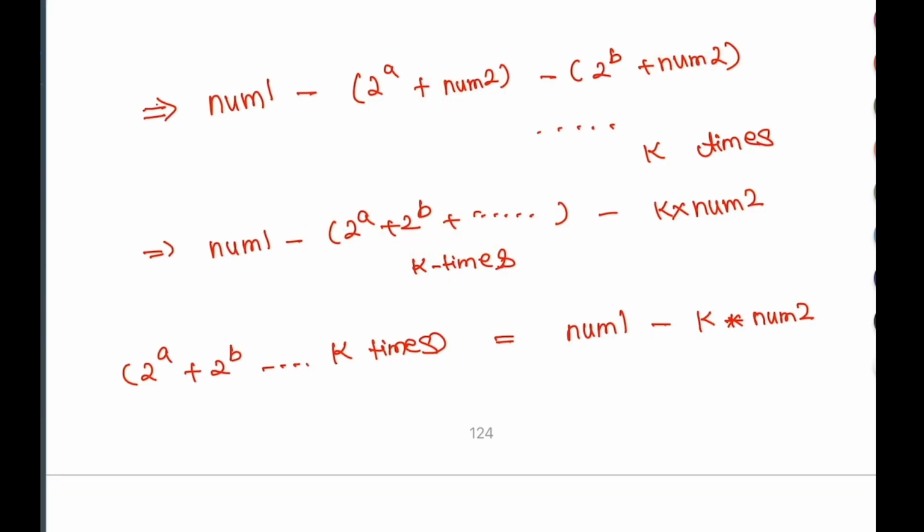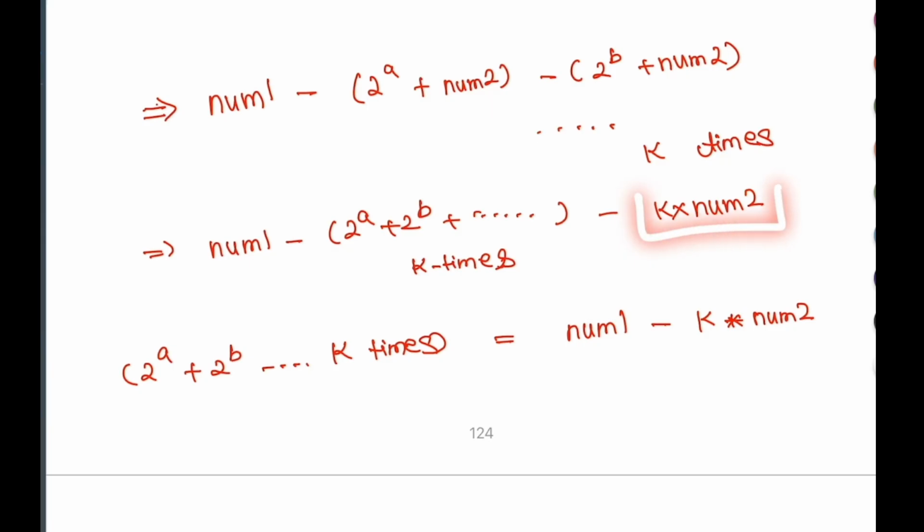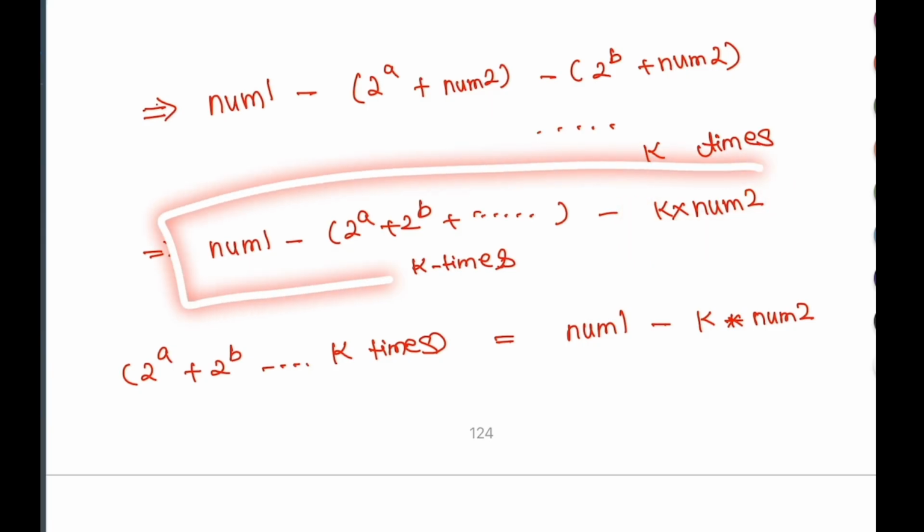So now the new formula will look like num1 minus (2^a + 2^b) k times minus k multiplied by num2. Basically this is equal to num2 plus num2 k times, right? K times. So this is like k multiplied by num2. And we have to ensure that this value becomes 0, right?